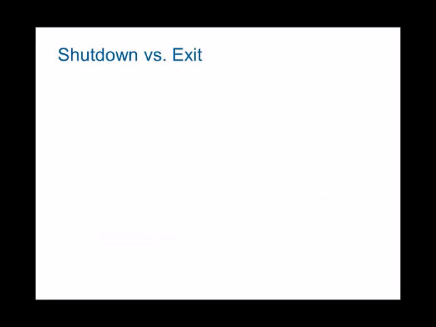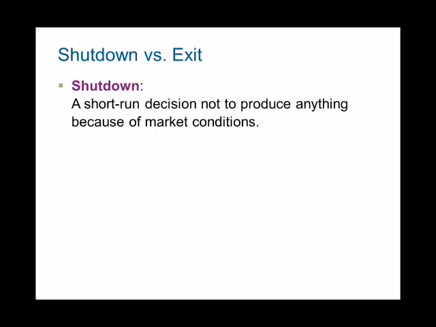Now let's look at shutdown and exit. Shutdown is a short-run decision. It's a decision where you don't produce anything because of market conditions. So you basically close your business for 2 to 3 months because of a lack of sales. Exit is basically a decision to completely leave the market permanently.